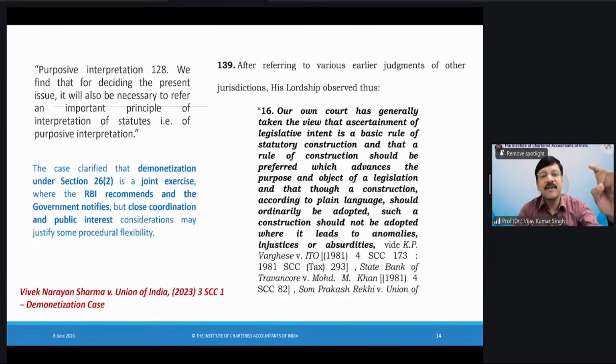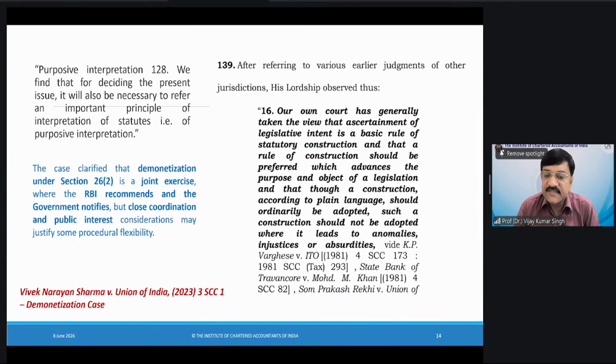There was a requirement of consultation with government. So whenever a government notifies a demonetization, there is a requirement of RBI to be consulted, or RBI recommends that particular exercise, and that has to be done in coordination with RBI.